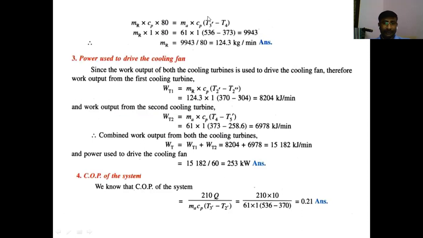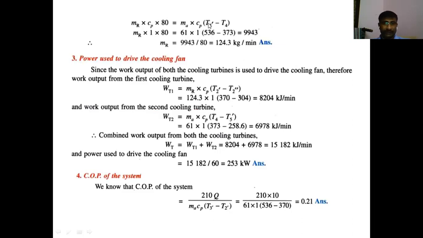Temperature drop in the heat exchanger by the compressed air. This is the temperature rise of the ram air in the heat exchanger. So by applying the heat balance equation in the heat exchanger, assuming it's a perfect heat exchanger, MR into 1 into 80, where 1 is the CP of air, and 61 is the mass of air which is extracted, or which is compressed in the main compressor.